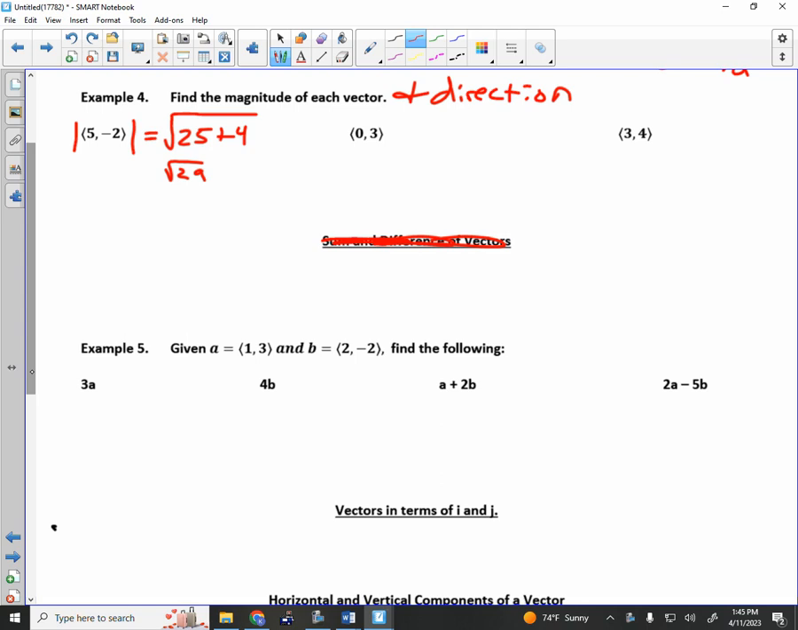And then to find the direction, we say the tangent of theta is equal to the b value divided by the a value. So in which quadrants is tangent negative? Second and fourth. Is this in the second quadrant or fourth quadrant? It is in the fourth quadrant. So I know I'm somewhere in the fourth quadrant. I draw my reference angle.